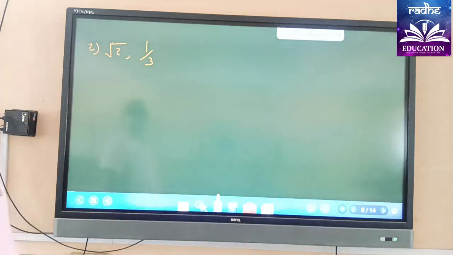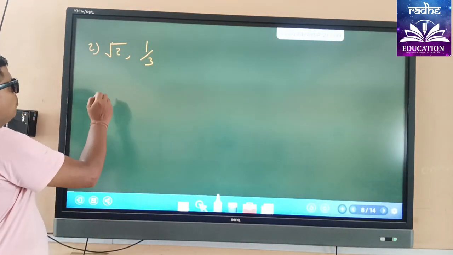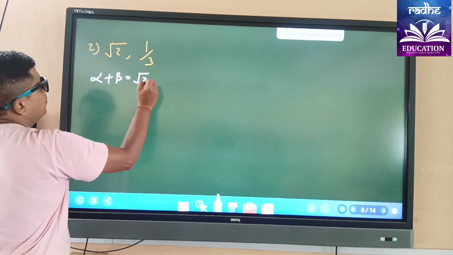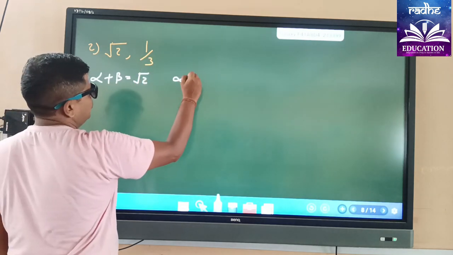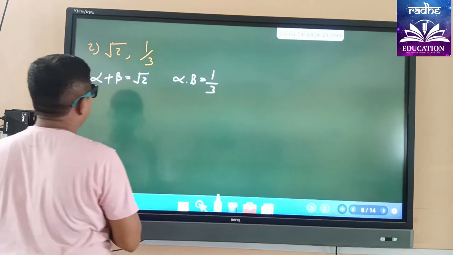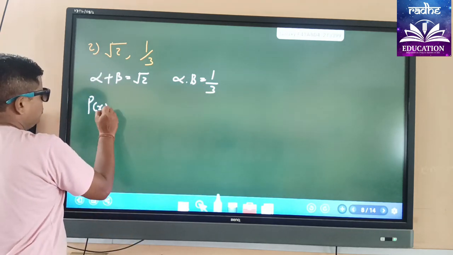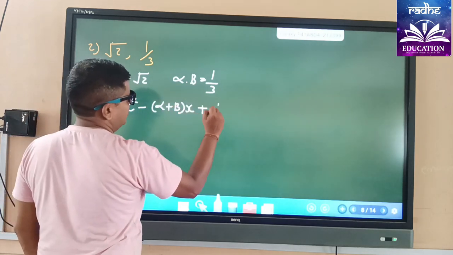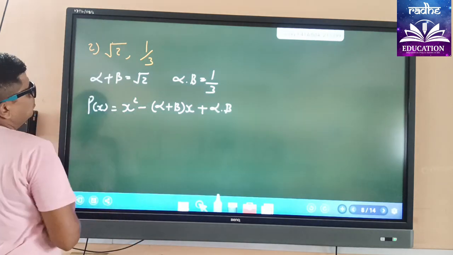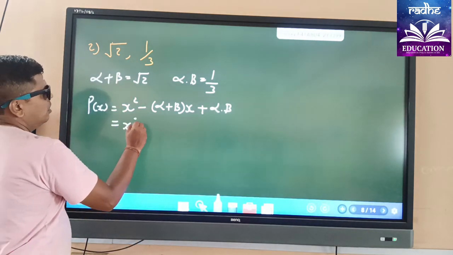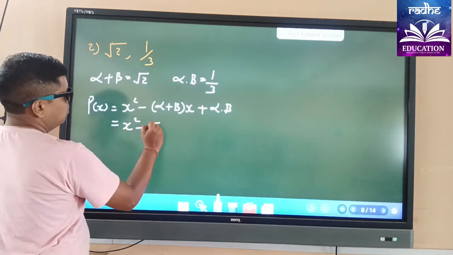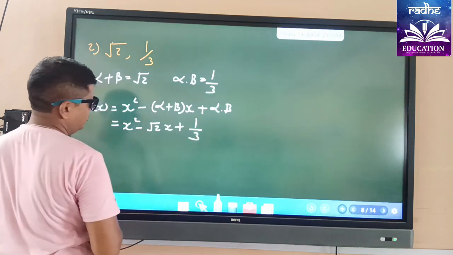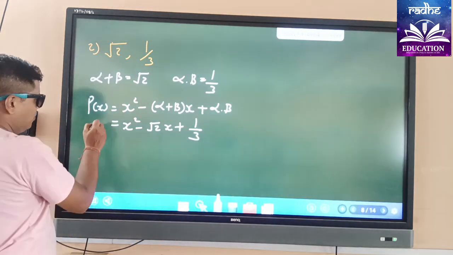Very easy. Root 2 and 1 by 3. So we know what this is: sum of the zeros, that is alpha plus beta equals root 2, and 1 by 3 is given, that is alpha into beta, that is 1 by 3. Correct? We have the standard formula p(x) equals x square minus (alpha plus beta) x plus alpha into beta. So here we have x square, alpha plus beta is root 2, so we write root 2 x, and alpha into beta is given as 1 by 3. This answer is also correct. But if you want to modify it, then you take the LCM.